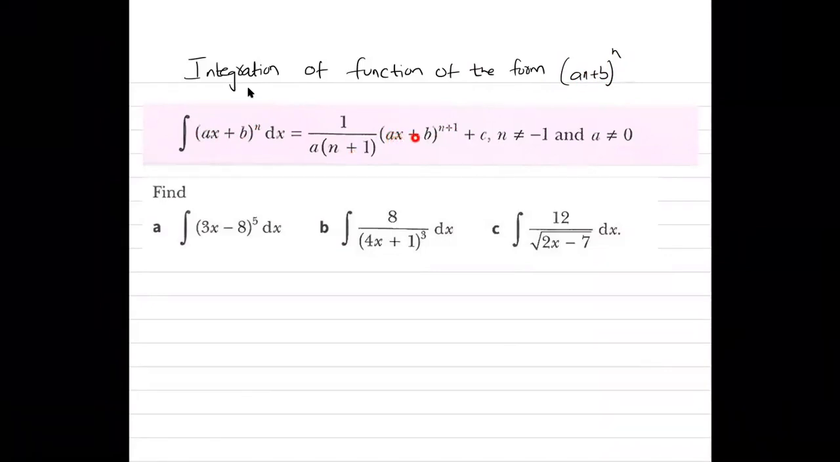So the differentiation of ax plus b is going to be a. For example, if I want to integrate (3x minus 8) to the power of 5, the integration is going to be (3x minus 8) to the power of 5 plus 1, 6, divided by the new power 6 times the differentiation of the bracket. What is the differentiation of 3x minus 8? 3, right? So this is going to be 6 times 3 plus c. As the end result of the integration, you are going to get (3x minus 8) to the power of 6 over 18 plus c. That is the answer.